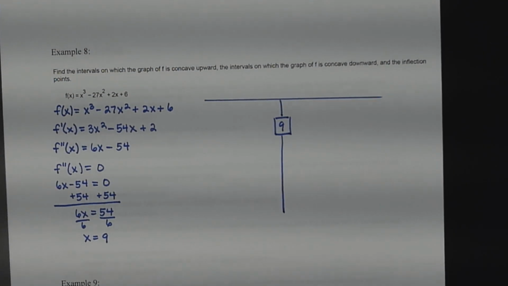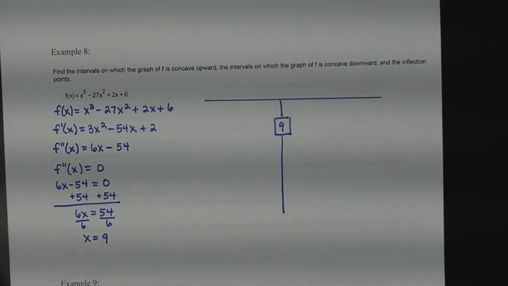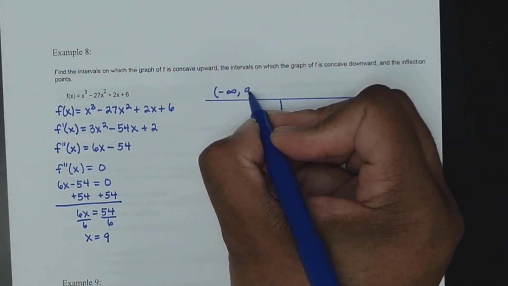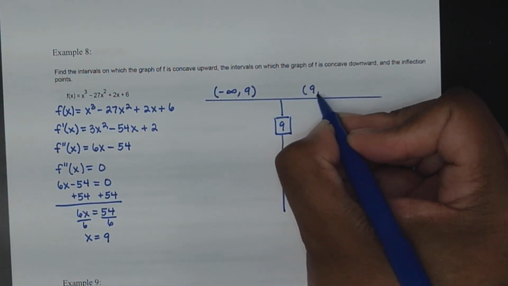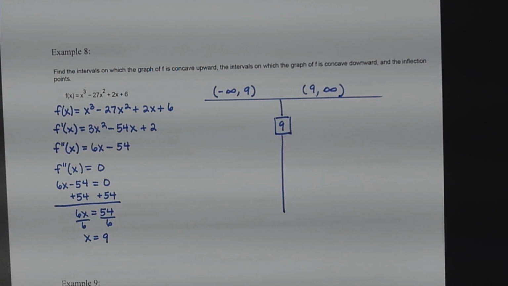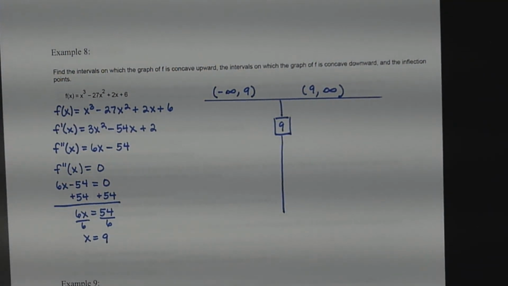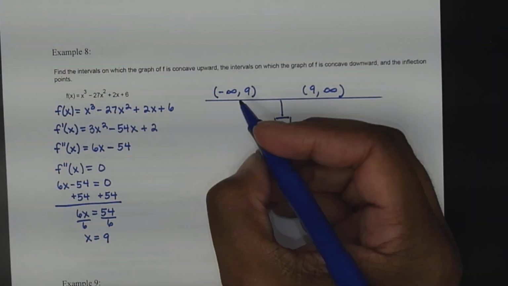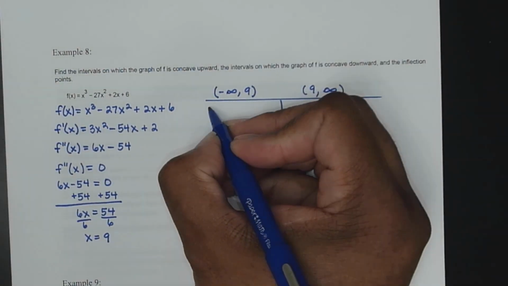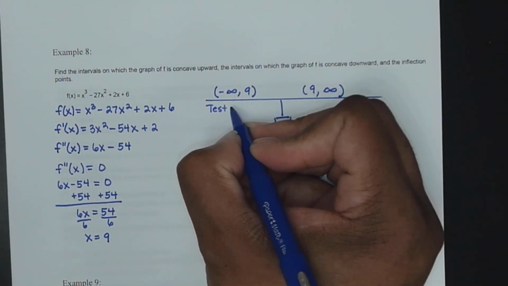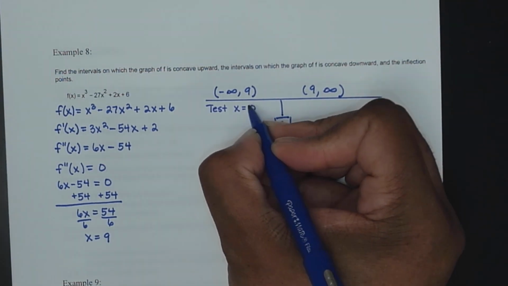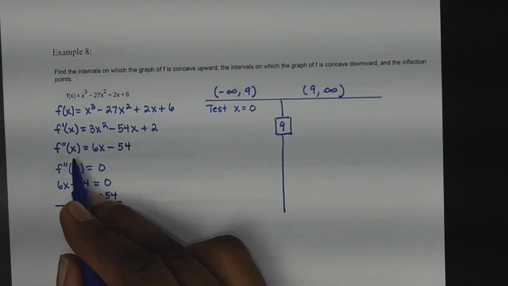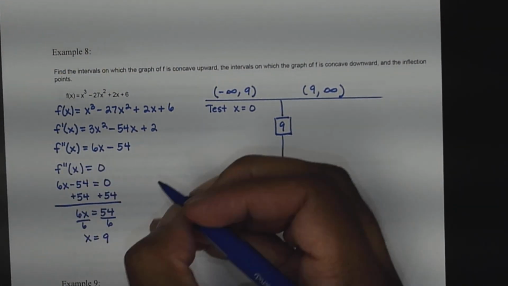So at 9, we're going to have two intervals here on this number line. One would be from negative infinity up to 9. The second one would be from 9 all the way to infinity. And let's do a test value for each of those intervals. So for negative infinity to 9, I'm going to test x is equal to 0. And I'm going to use that f double prime of x to replace each x with 0.